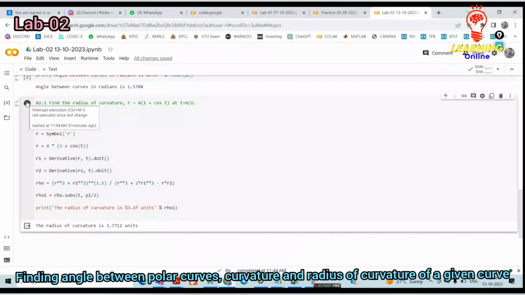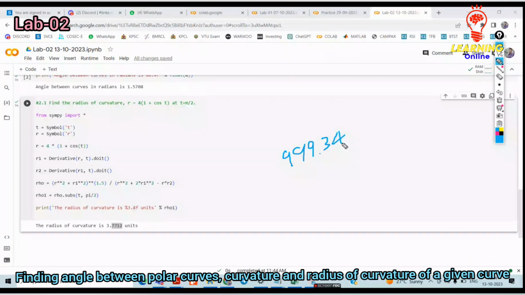Okay, here 3 is the digit before the dot, then 4 is after the decimal. Here we got this. It means 999 dot 3415, this is the representation. Hope you are understanding. But I got here 3.717712 units. That is the radius of the curvature. Hope you understood this.